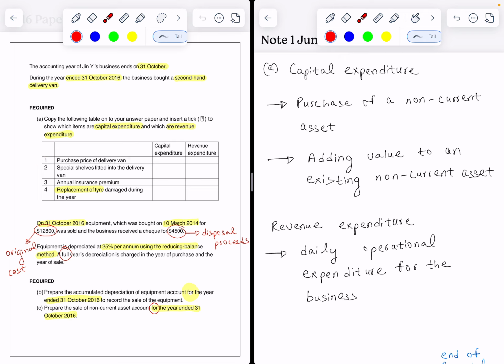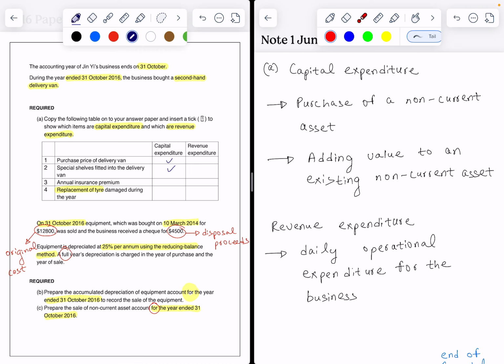The second example here is the special shelves, which we have fitted into the delivery van. So this is where we are adding value to the delivery van because by fitting the special shelves, we are actually improving our chances of making more revenue, all right? So therefore, both of these first examples fall within the category of a capital expenditure, and therefore we can take capital expenditure for both of these first options.